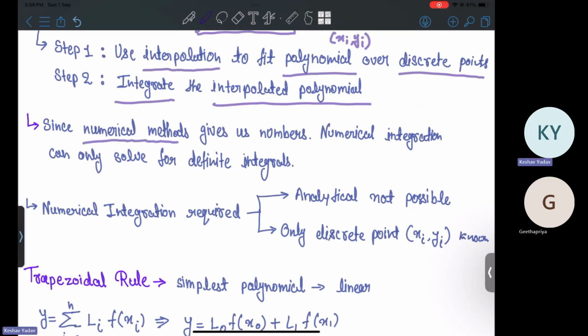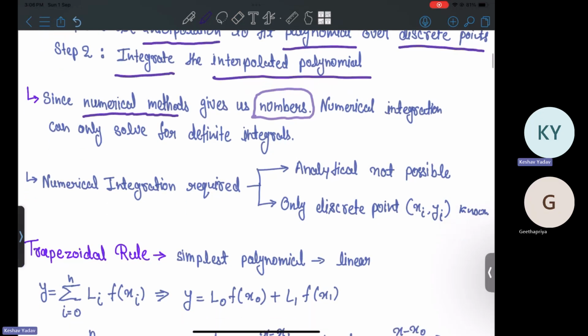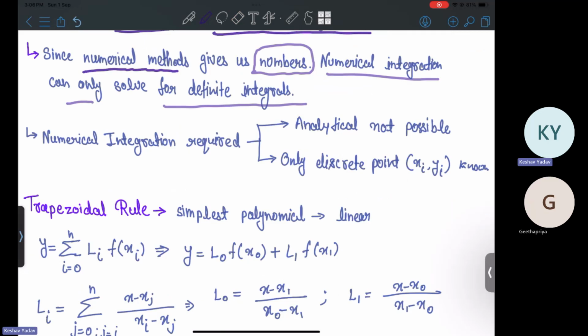Since, as we have already discussed, numerical methods always give us some number, not expressions, this means the numerical integration can be applied only to solve definite integral problems. It is preferred when analytical integration is not possible, or when we have only discrete points that are known.